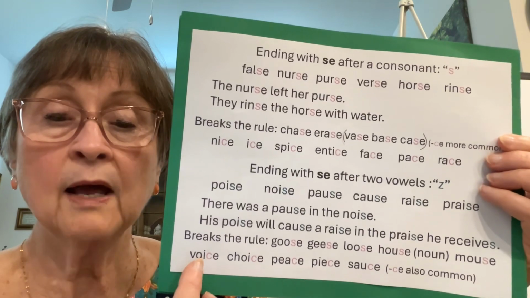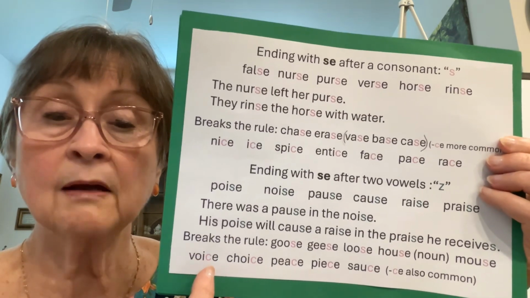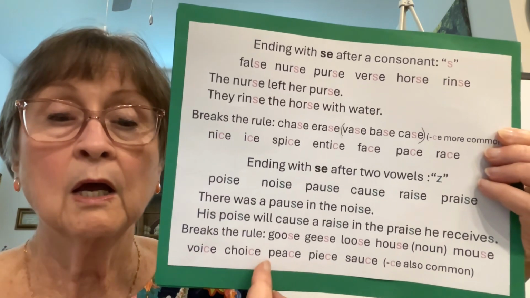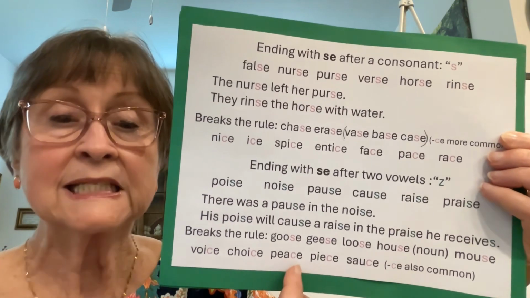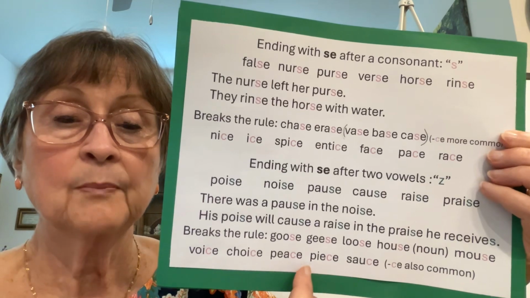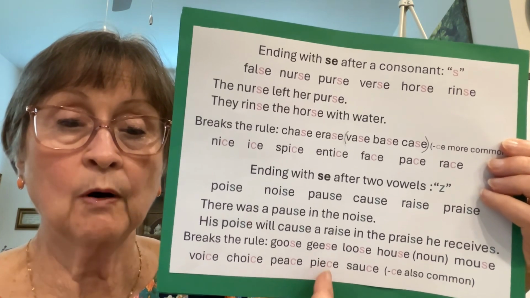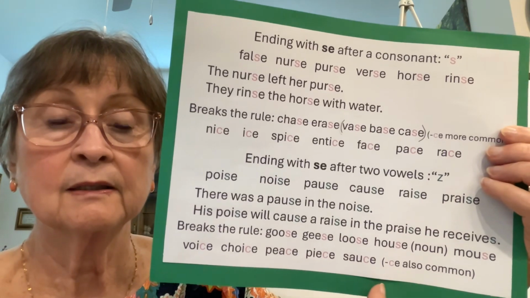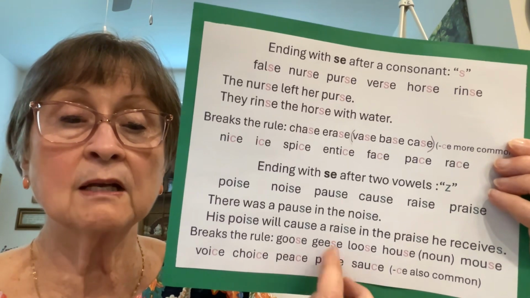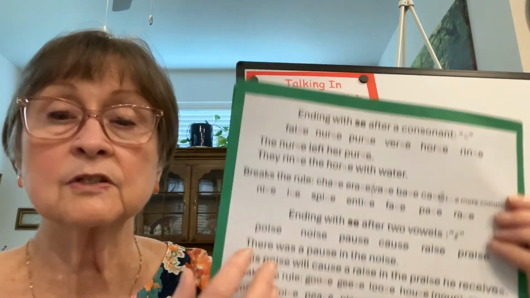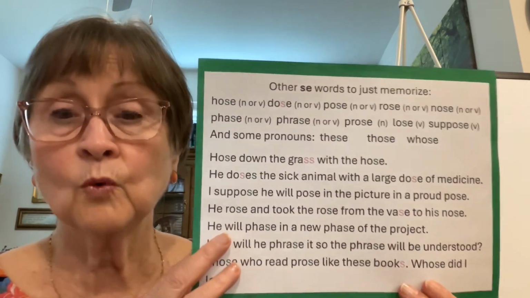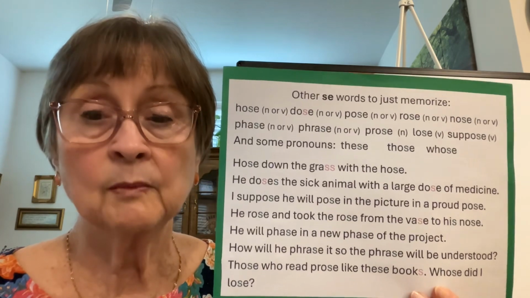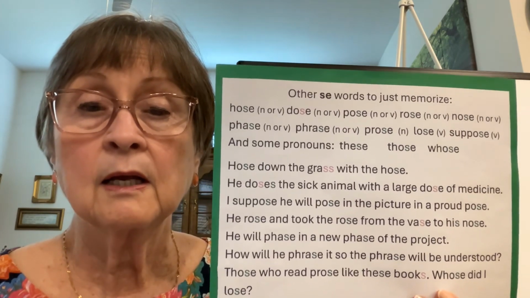And there also are words that have two vowels and that sound, but it's going to be spelled with a C. Voice, choice, piece, piece, like one small part of something. Sauce. These are spelled with CE instead of SE to make the S sound. Here's the last one.